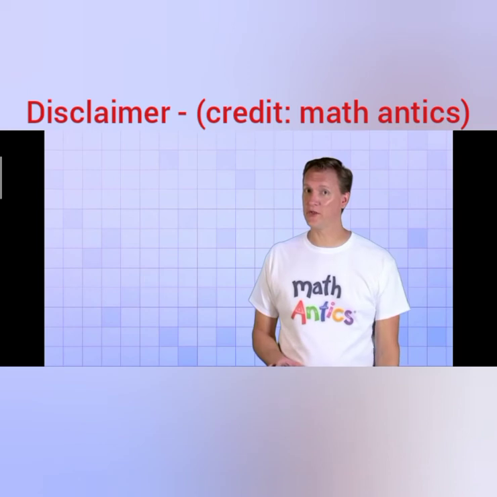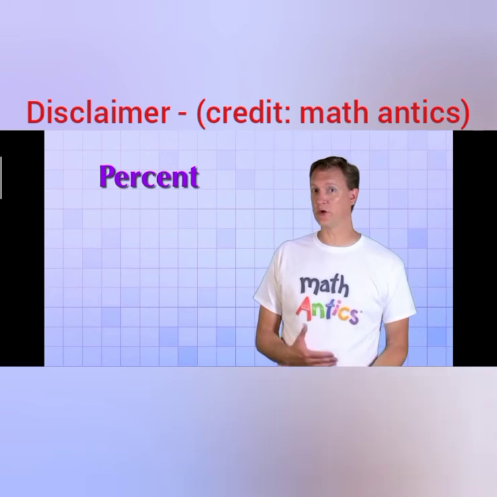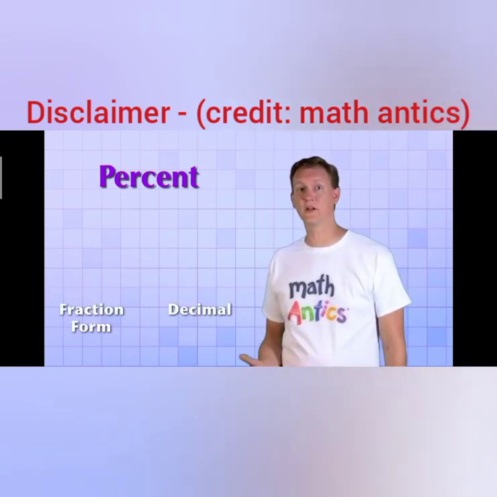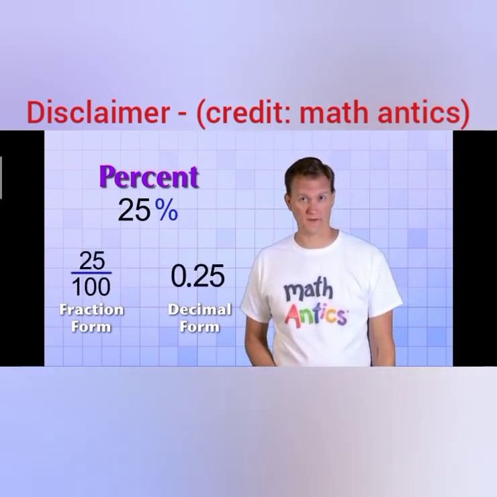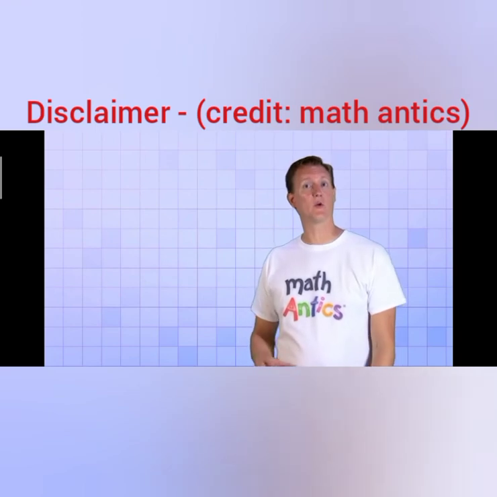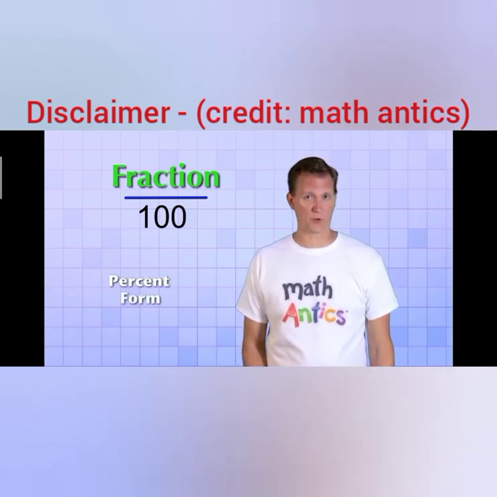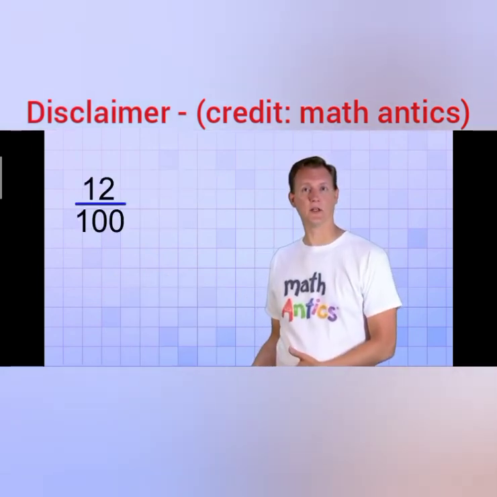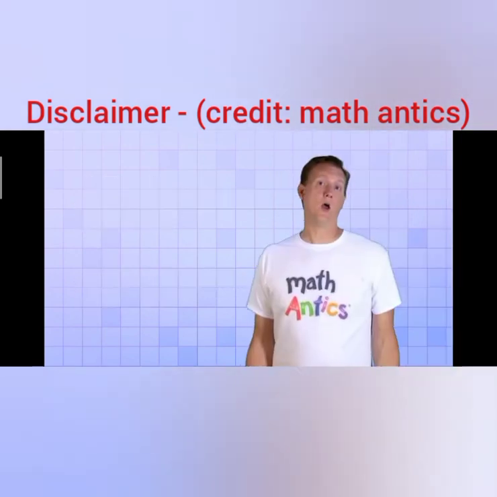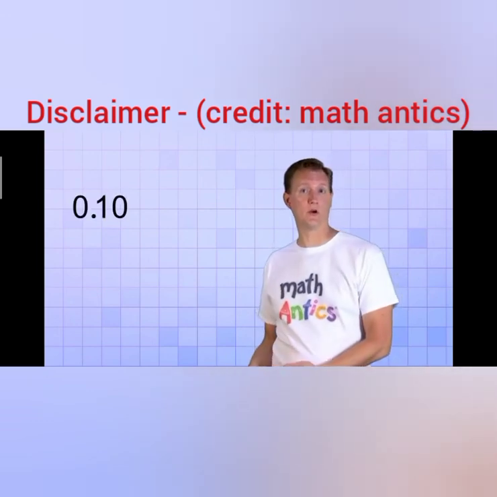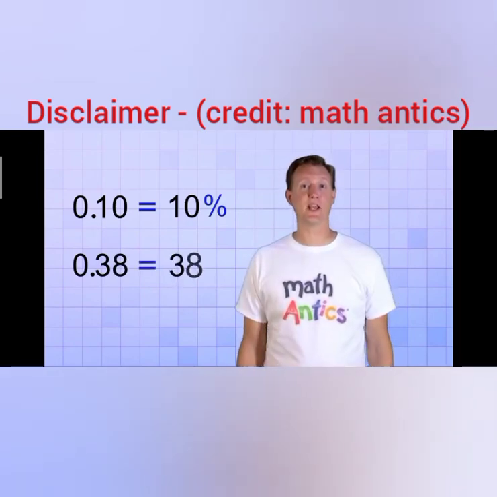All right, so now you know that a percent is a special fraction that always has 100 as the bottom number. And you know that you can rewrite percents in either their fraction form or their decimal form. 25% is 25 over 100, or 0.25. But keep in mind that you could go the other way too. If someone gives you a fraction with 100 as the bottom number, you can rewrite it in percent form. If you get 12 over 100, you can say that's 12%. And if you get 80 over 100, you can say that's 80%. Or if you get the decimal 0.10, you can say that's 10%. And if you get the decimal 0.38, you can say that's 38%.